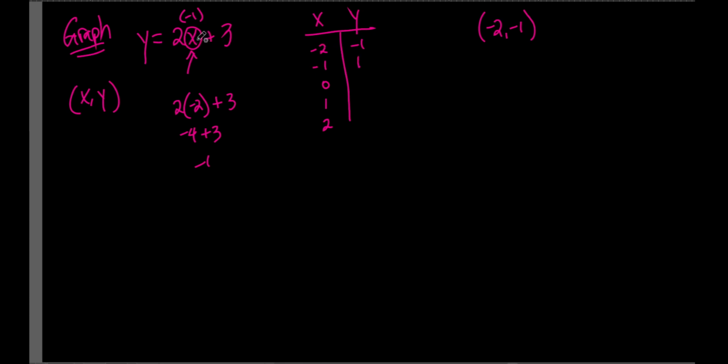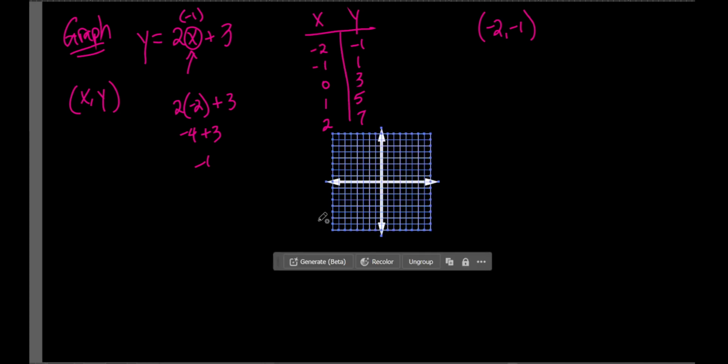2 times 0 is 0 plus 3 is 3. Put a 1 in for this. 2 times 1 is 2, plus 3 is 5. Put a 2 in for this. 2 times 2 is 4 plus 3 is 7. Okay? So we've got our points. We could write them all down as ordered pairs. I'm not going to. I'll just keep them in the chart.